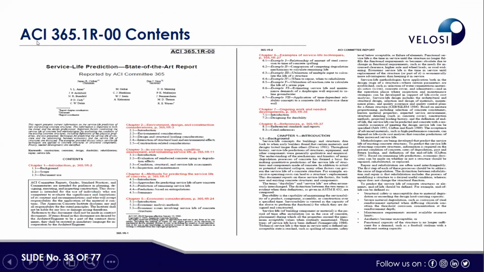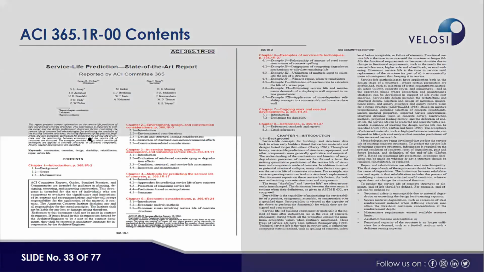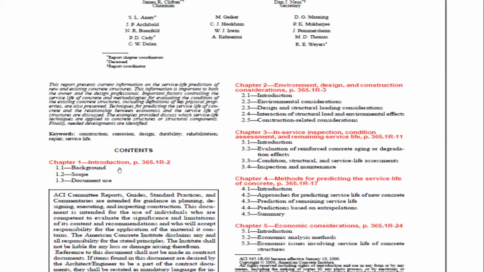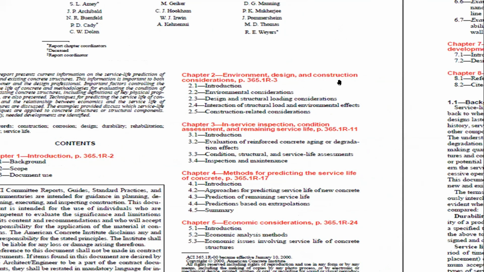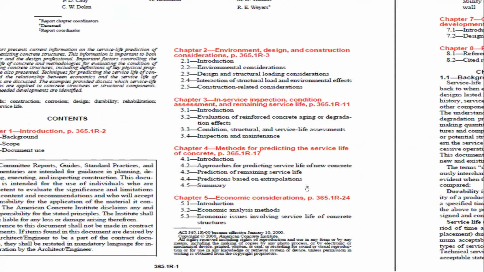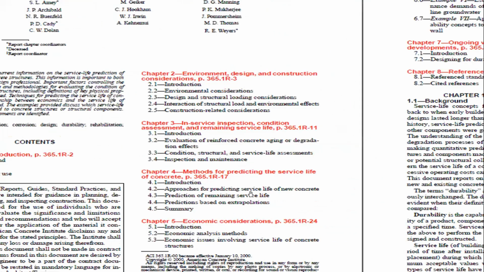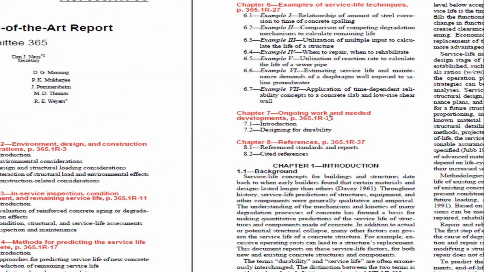This is the ACI, American Concrete Institute standard, and this is also covering a more or less similar approach. Chapter 1 is the introduction, and the next chapter is environment, design and construction considerations. Then in-service inspection, condition assessment and remaining service life, then chapter 4, methods for predicting the service life of concrete, then economic considerations, and similarly other chapters: aging, ongoing work and needed developments, references and so on.